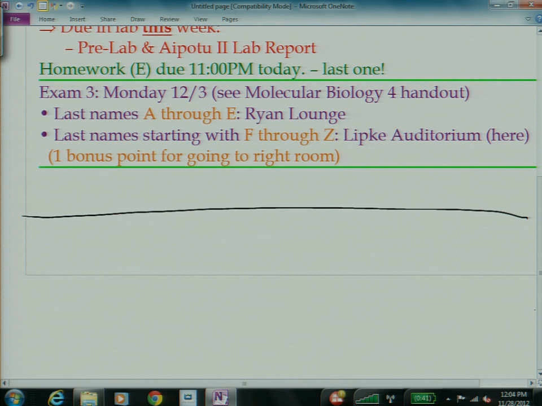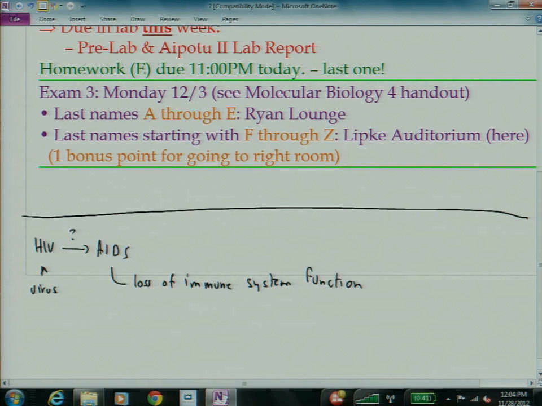So HIV is a virus, and AIDS is loss of immune system function. So AIDS is acquired immunodeficiency syndrome. So it's an immunodeficiency syndrome. Your immune system is deficient, and you acquire it. You weren't born that way. There are some people who are born with deficient immune systems.